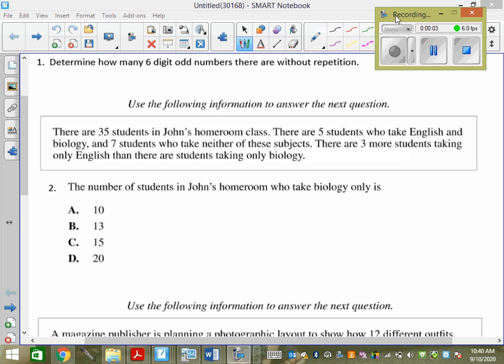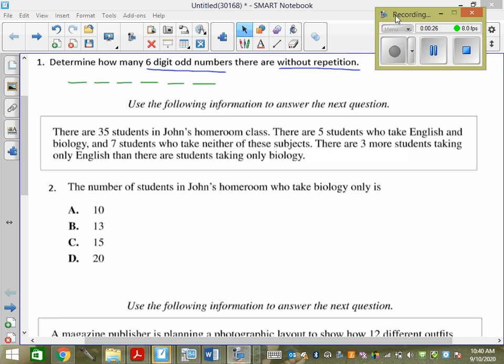Number 1 says determine how many 6-digit odd numbers. So if it's 6-digit, it can't start with a 0. If it's odd, it has to end in an odd number. And without repetition means we need to box and hold, right? So we need 6 digits. We need 1, 2, 3, 4, 5, 6.